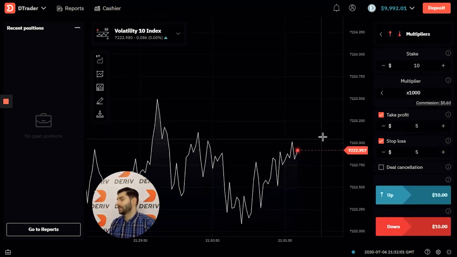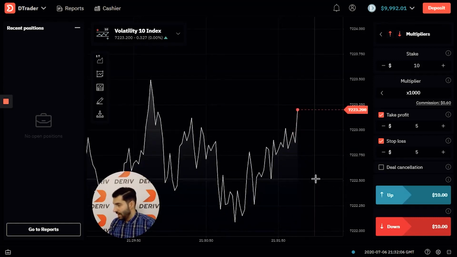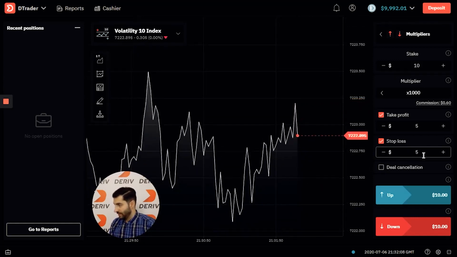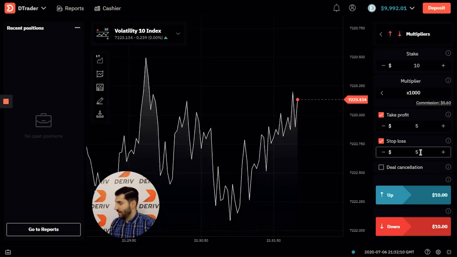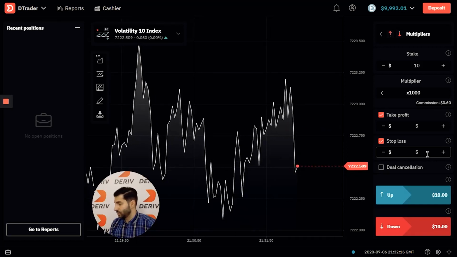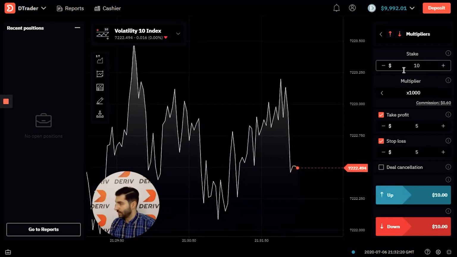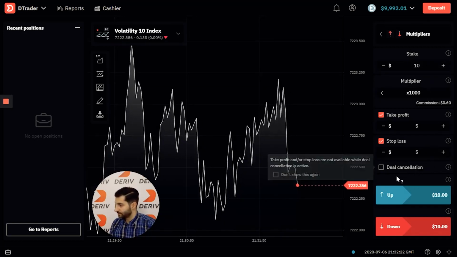So I'm basically telling the system that if the market moves against me continuously and it eventually hits -5, the contract will close and I'll limit my losses to $5. It's a good way of telling the system that I'm not prepared to lose my entire stake.